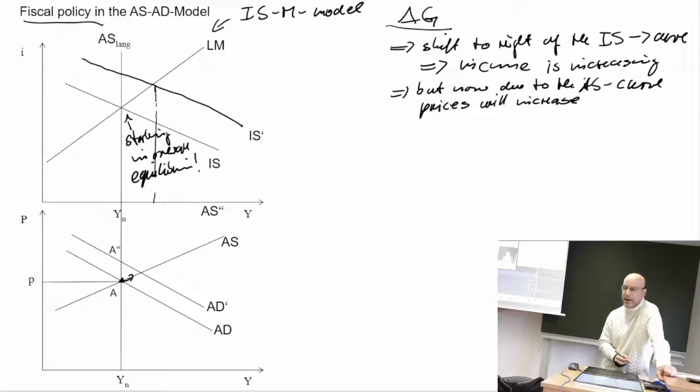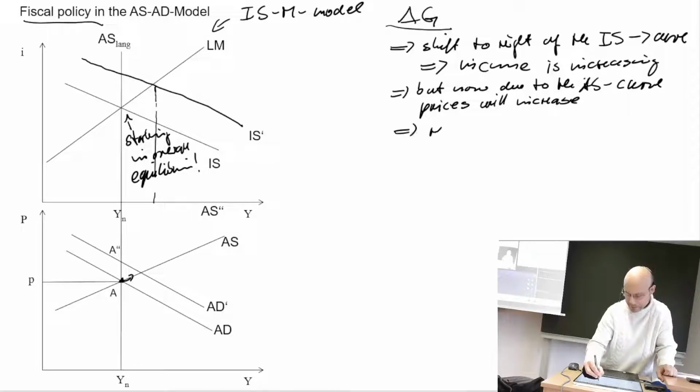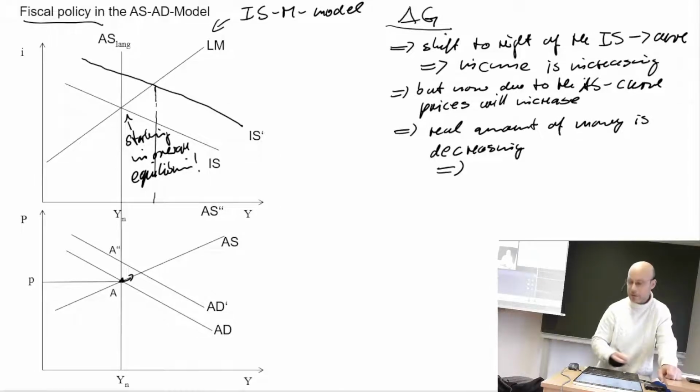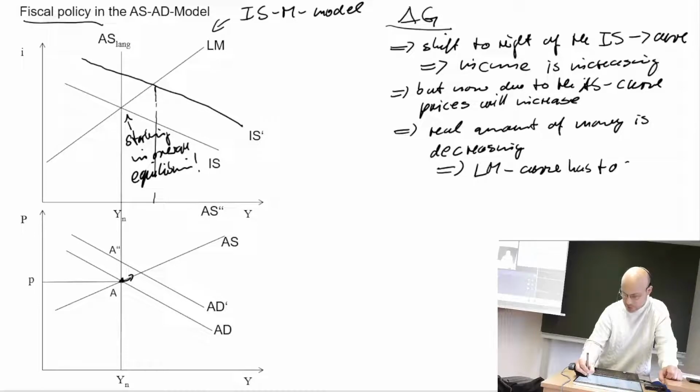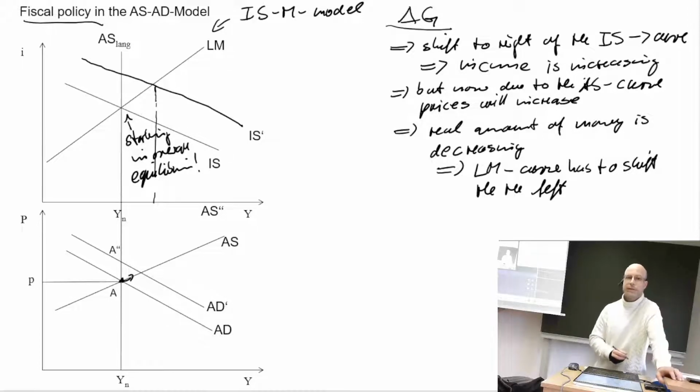But what happens if prices increase? We just argued, prices enter our ISLM model at the money market. This means the real amount of money is decreasing, and this means also the LM curve has to shift to the left. We argued just some minutes before.